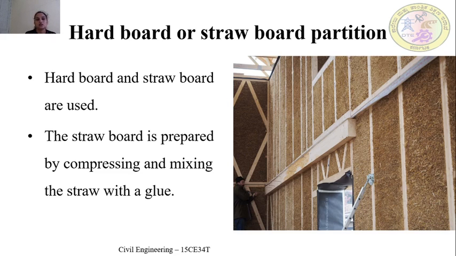So coming to the last type of partition wall, that is hardboard or strawboard partition. In the strawboard partition, we can make use of the hardboard as well as the strawboard. The strawboard is prepared by compressing and mixing the straw with the glue. In this particular picture, you can observe the strawboard, which is utilized for the partition wall.